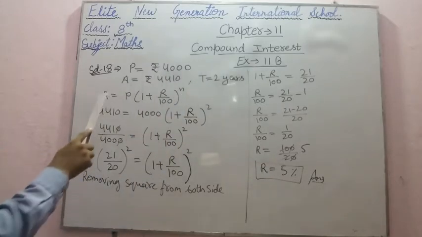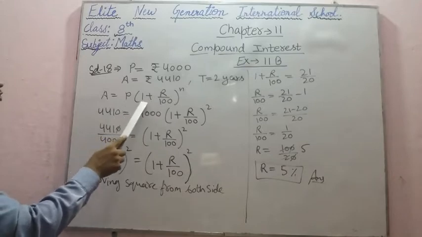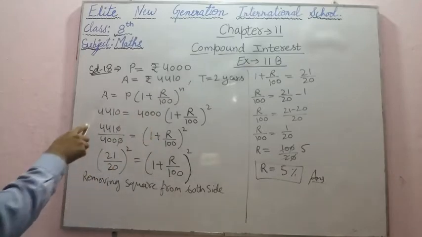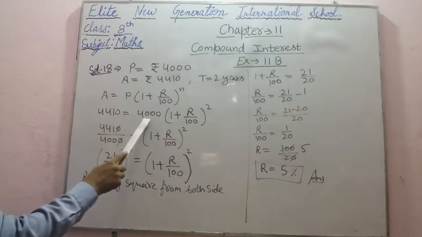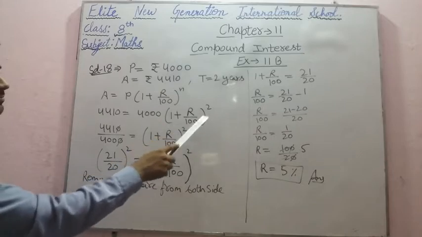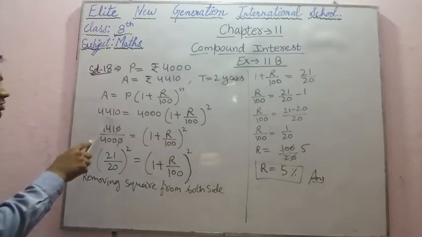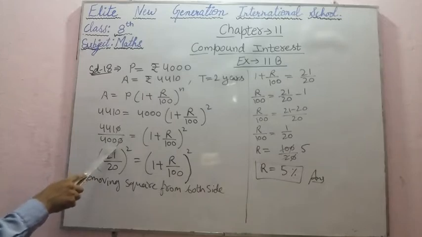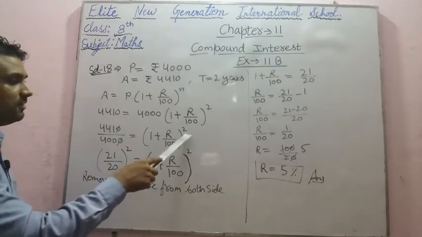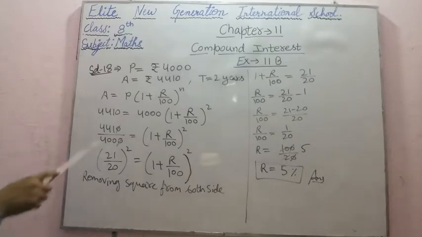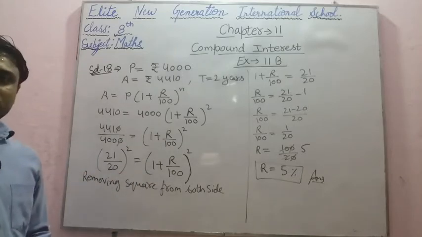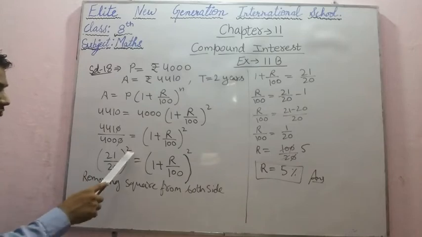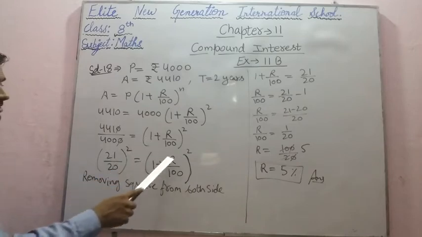So here the formula for calculating amount equals P into (1 plus R upon 100) power n. Here the value of amount is 4410, equal to the value of principal 4000 into (1 plus R upon 100) power 2. Now 4410 divided by 4000 equals (1 plus R upon 100) power 2. This 0 will be cancelled, and this 441 and 400: 441 is the square of 21 and 400 is the square of 20. So we can write (21 upon 20) whole square equals (1 plus R upon 100) power 2.